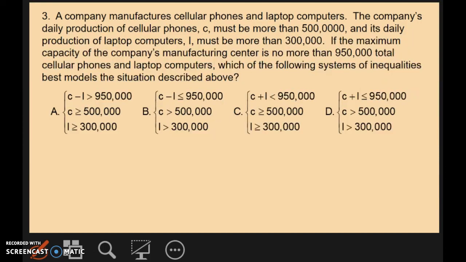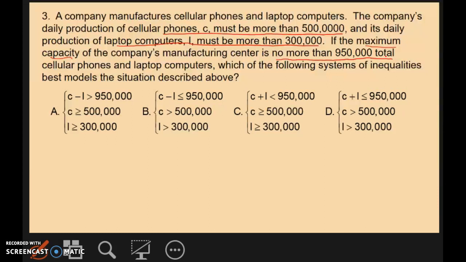A company manufactures cellular phones and laptop computers. The company's daily production of cell phones must be more than 500,000. Daily production of laptop computers must be more than 300,000. So just based on that, I'm leaning towards a couple of choices here. The maximum capacity of the company's manufacturing center is no more than 950,000 total. Which of the following systems of inequalities best models the situation described above?